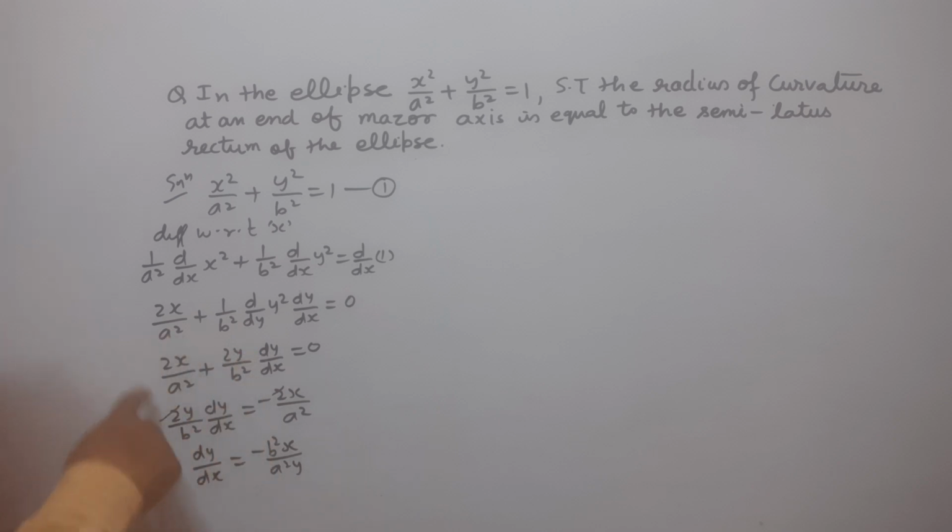Now we transfer this 2x upon a square to the right hand side, so the sign of this is negative, so this 2 is cancelled out from the numerator on both sides, so the value of dy by dx is equal to minus b square x upon a square y.